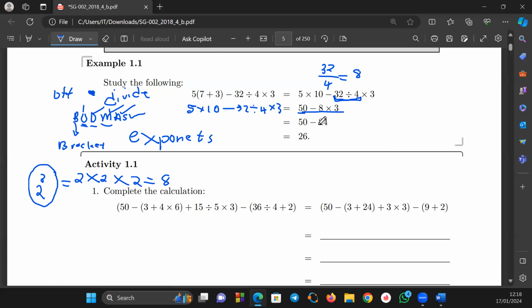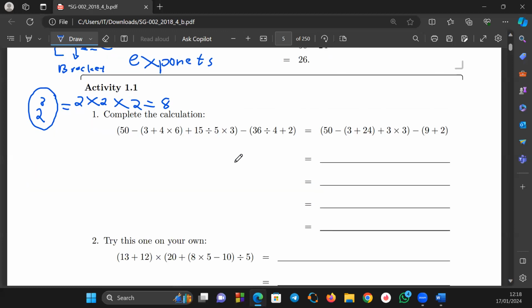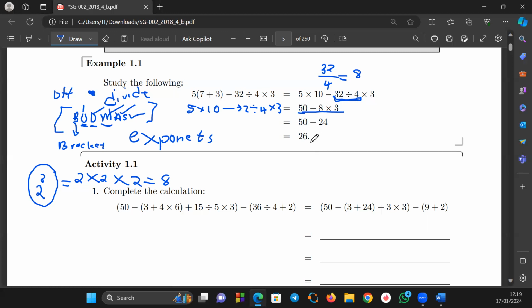Then when you have 50 minus 24, this is simple. You can just say 50 minus 24. There is no need for you to be checking if you are following a BODMAS rule. The BODMAS rule, remember, is the rule that we all learn when we're still in primary school, but it still applies here at university so that you can have an accurate answer.